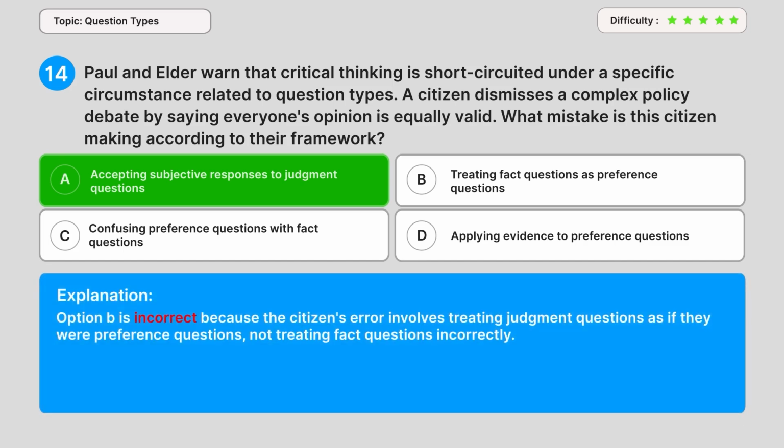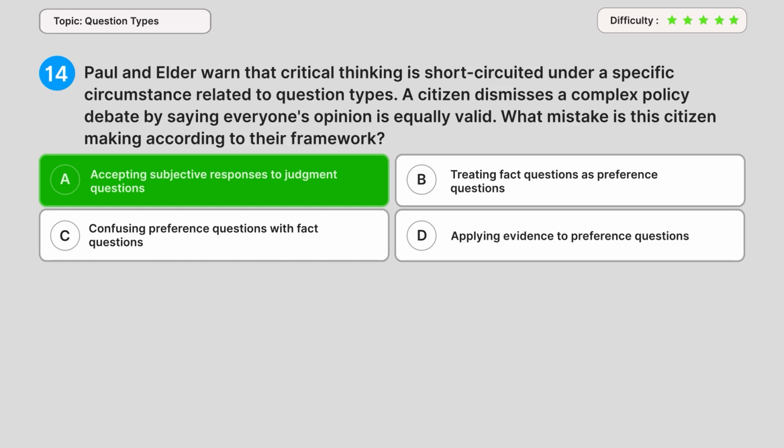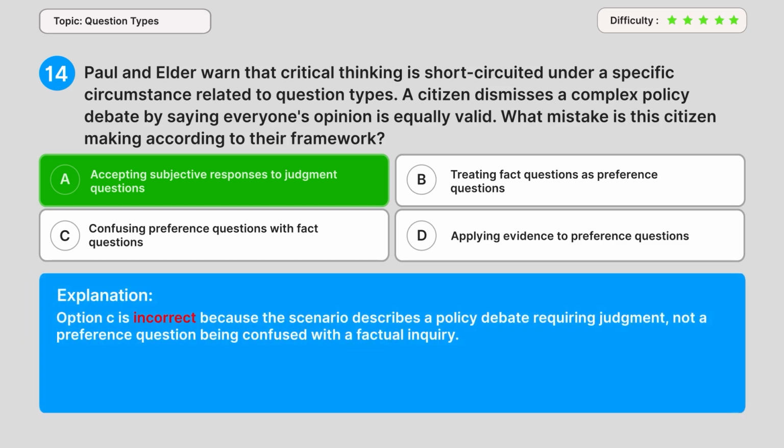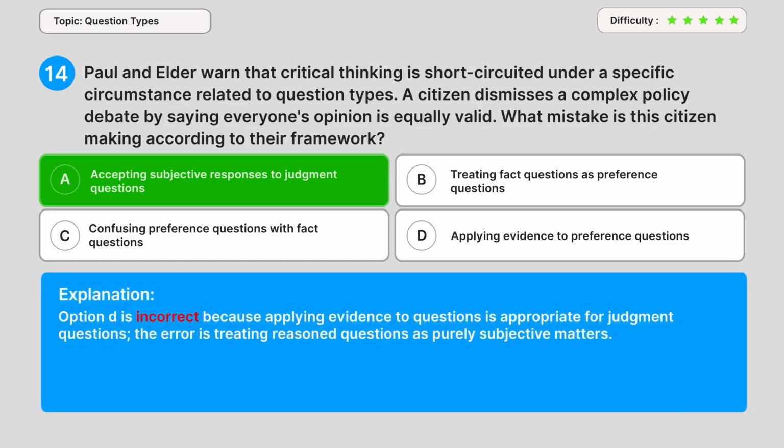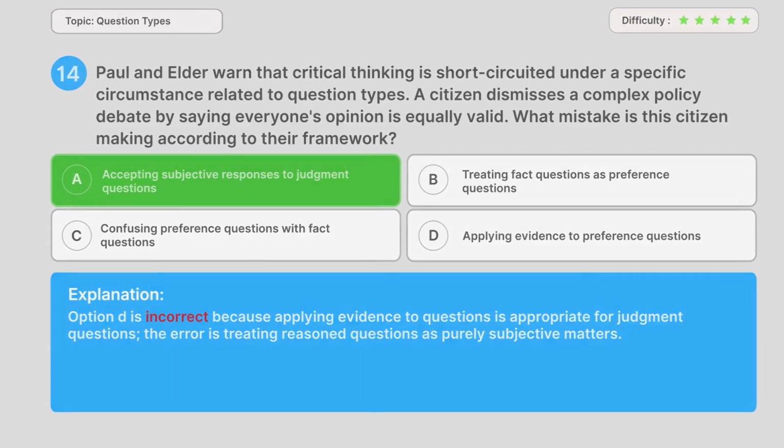Option B is incorrect because the citizen's error involves treating judgment questions as if they were preference questions, not treating fact questions incorrectly. Option C is incorrect because the scenario describes a policy debate requiring judgment, not a preference question being confused with a factual inquiry. Option D is incorrect because applying evidence to questions is appropriate for judgment questions. The error is treating reasoned questions as purely subjective matters.